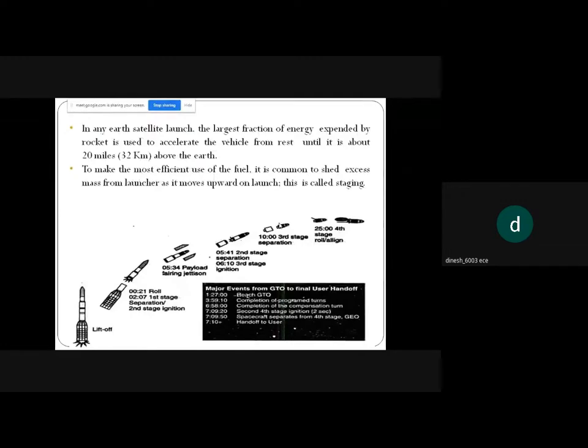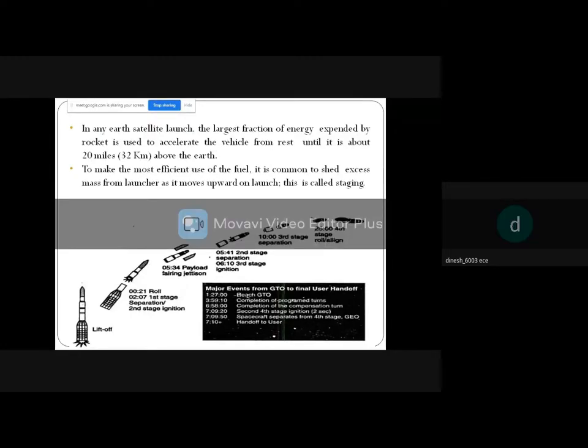I am giving a diagrammatic representation with some information. So at what time what happens?